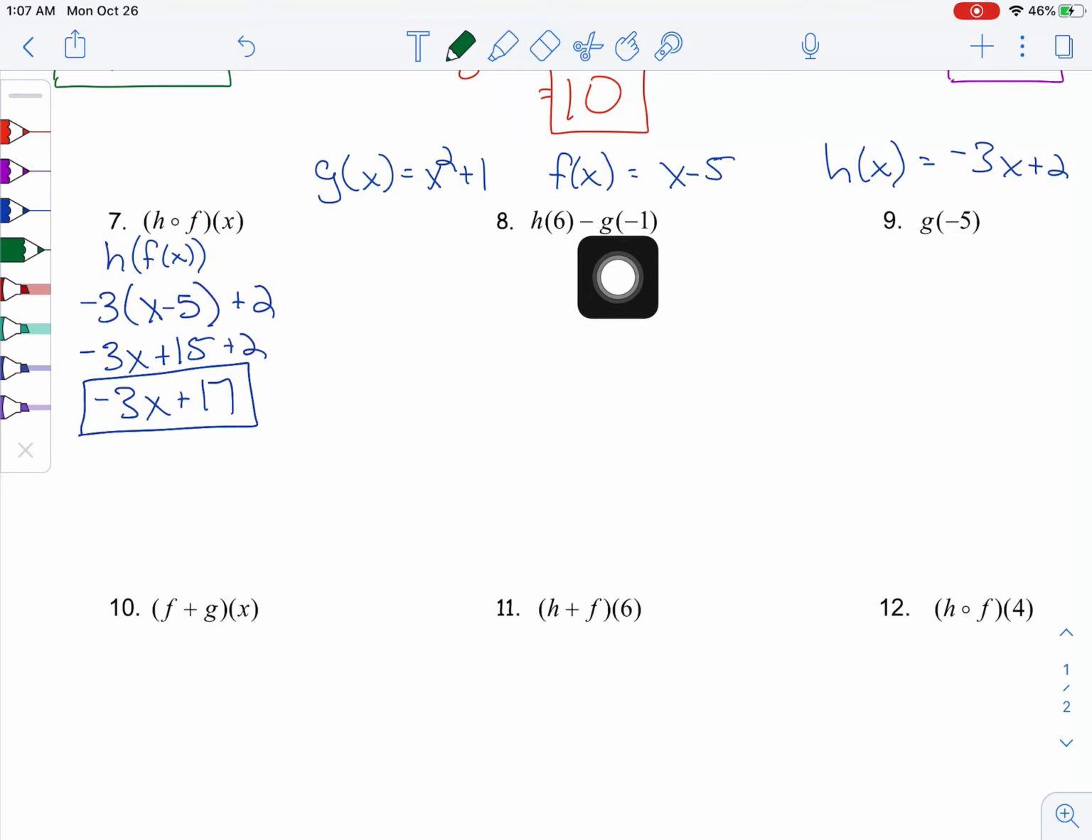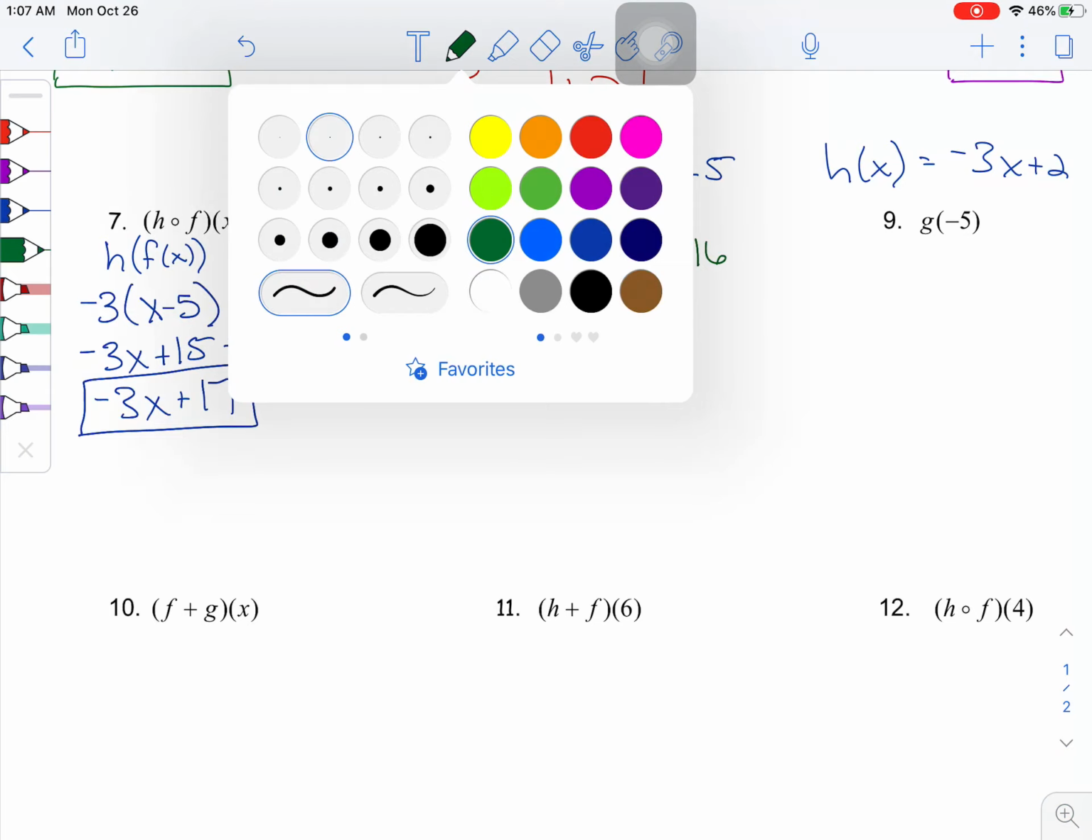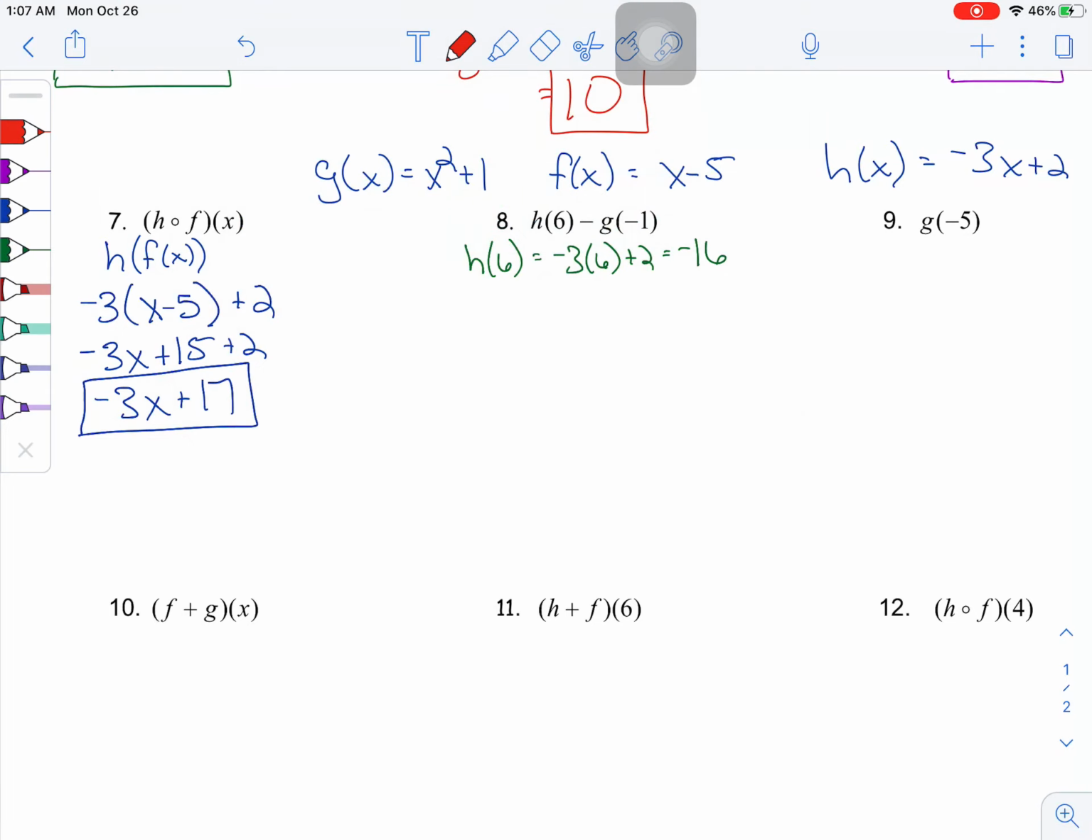All right, we've got h of 6 minus g of -1. Let's figure out what h of 6 is first. So -3 times 6 plus 2, so that would be -16. Separately, let me change colors here. Separately, I'm going to figure out what g of -1 is.